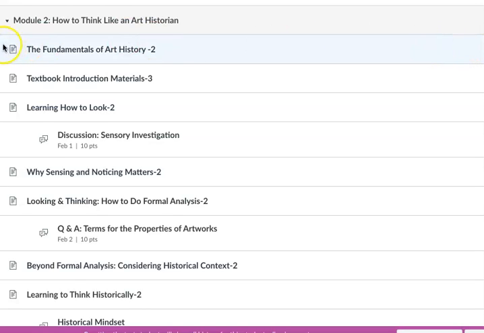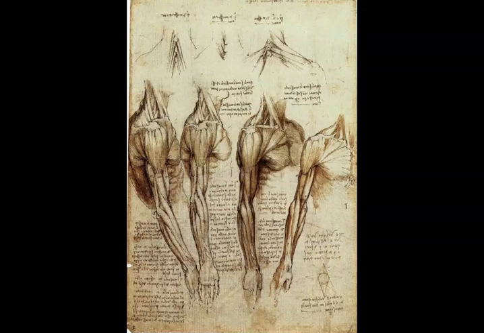So in your task of learning how to do art history, one of your very important focus points is learning how to use technical terms. And that's why we're looking at this beautiful anatomical drawing, an astounding work by Leonardo da Vinci in the 16th century, to illustrate why technical terms matter.